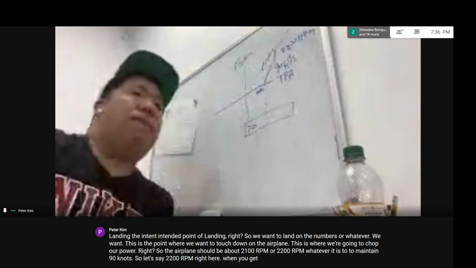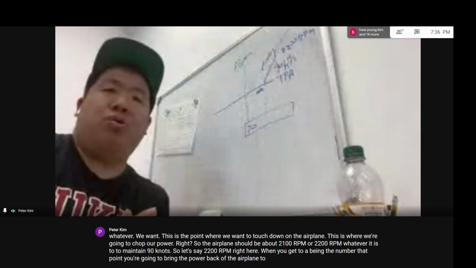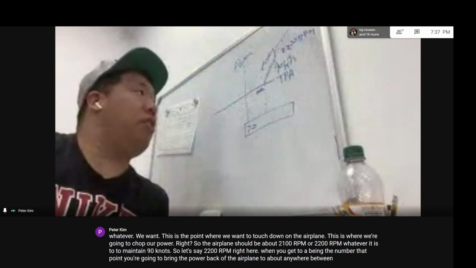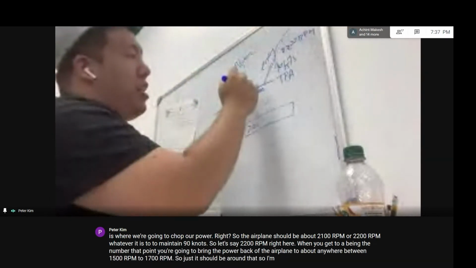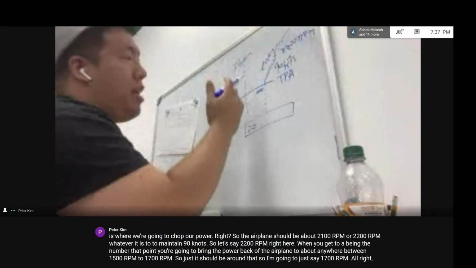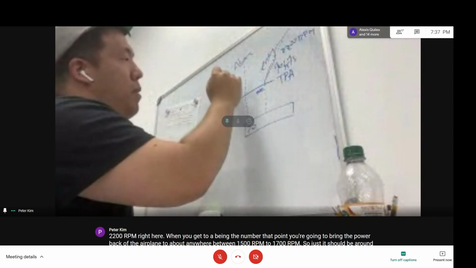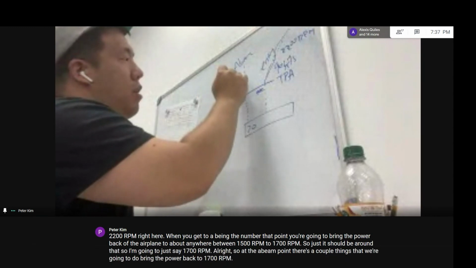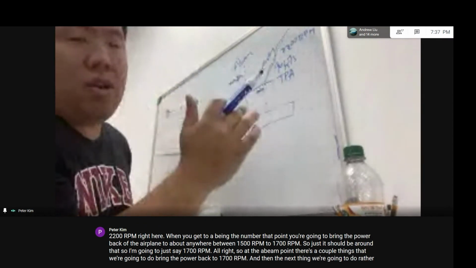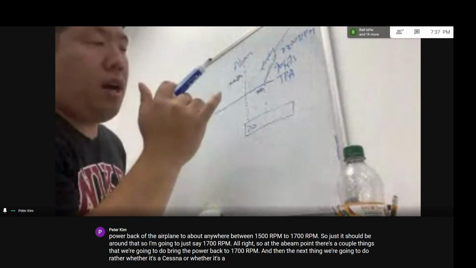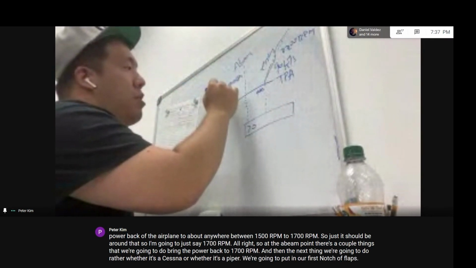When you get abeam the numbers, at that point you're going to bring the power back to anywhere between 1500 RPM and 1700 RPM. So it should be around that. I'm going to just say 1700 RPM. All right. So at the abeam point, there's a couple of things that we're going to do. Bring the power back to 1700 RPM. And then the next thing we're going to do, whether it's a Cessna or a Piper, is put in our first notch of flaps.